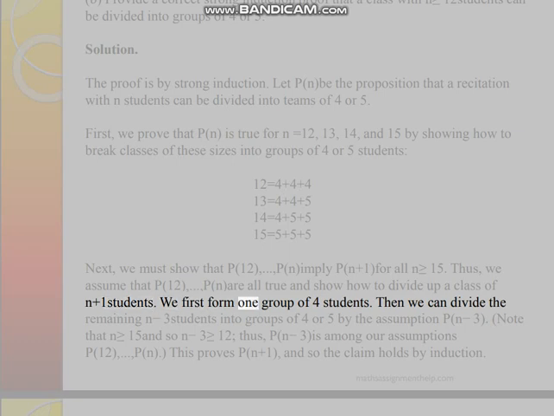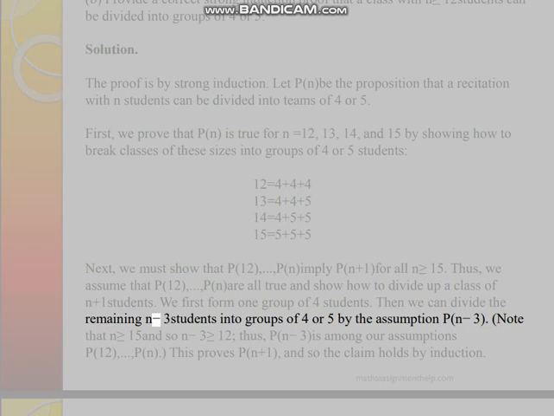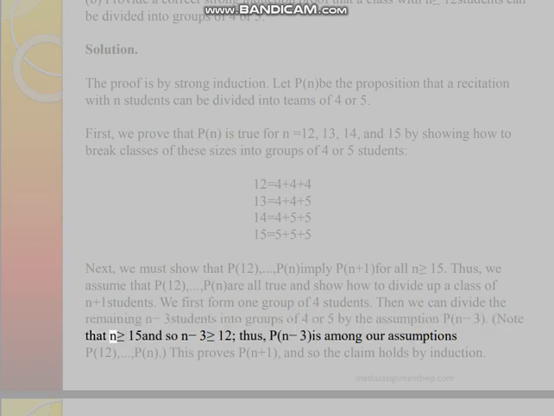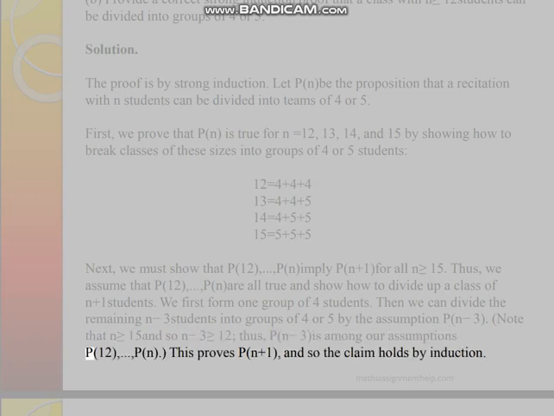We first form one group of 4 students. Then we can divide the remaining n-3 students into groups of 4 or 5 by the assumption P(n-3). Note that n is greater than or equal to 15, and so n-3 is greater than or equal to 12. Thus, P(n-3) is among our assumptions P(12), ..., P(n). This proves P(n+1), and so the claim holds by induction.